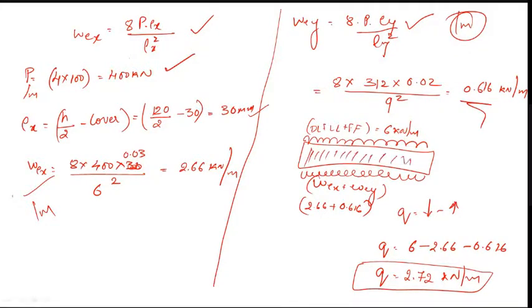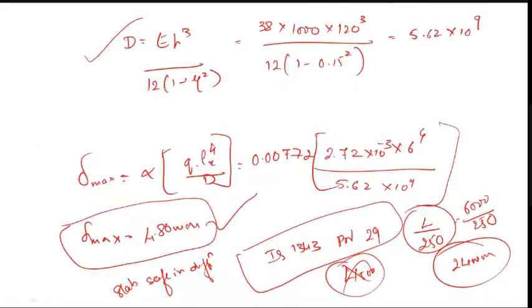Okay, this is the downward load and this is the upward load. Just check what is the imbalance due to upward and downward, so we will get the value of Q. Then find the rigidity index, which is given by Eh cube divided by 12 into (1 minus mu square). Substitute the values and you will get the value of D.